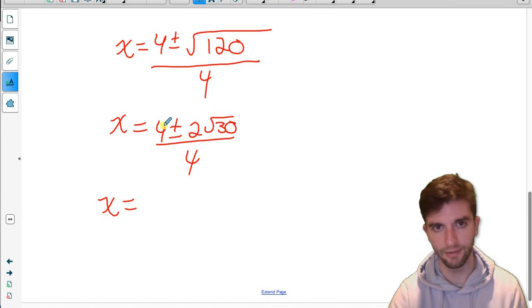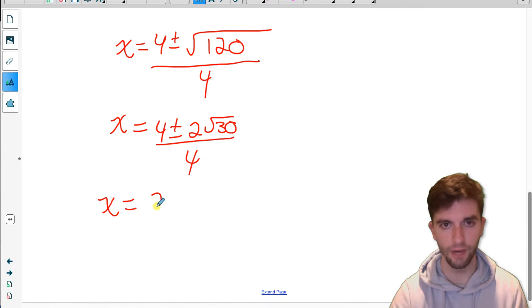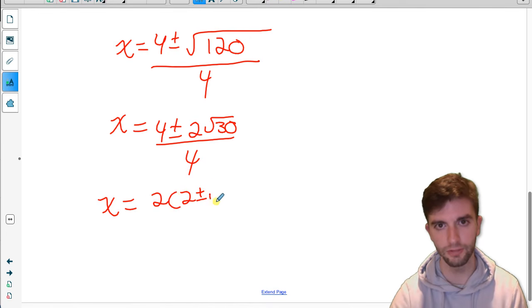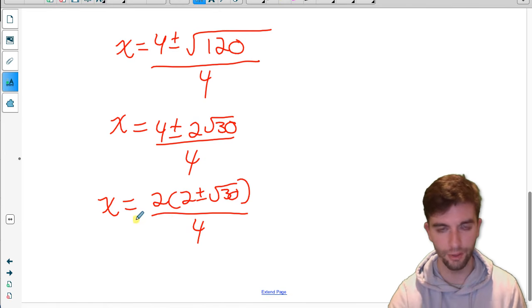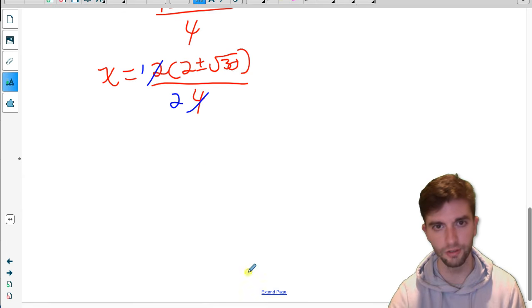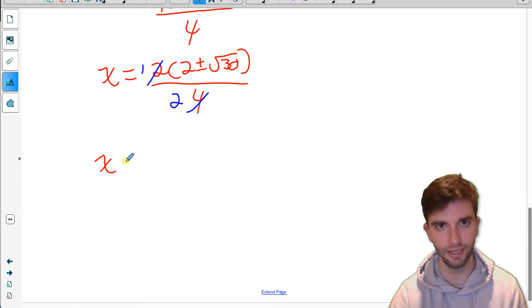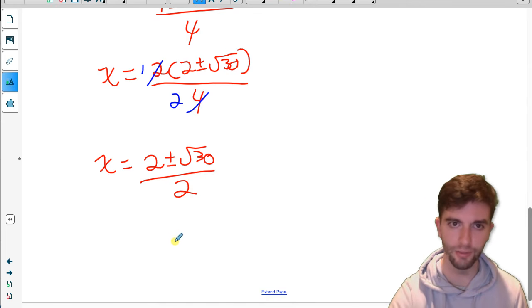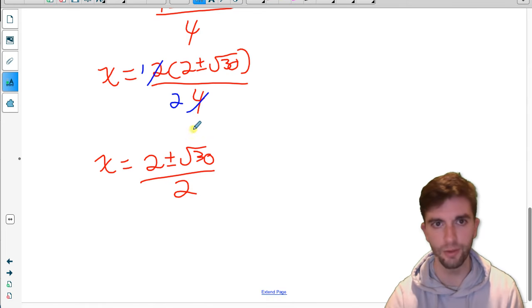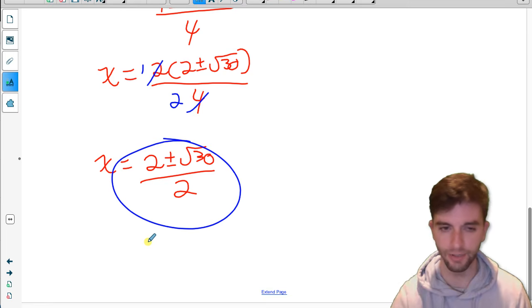And then I have two terms in the numerator. I could common factor out a 2 from both of those terms. And now that the numerator is factored, I could reduce 2 over 4 to make it 1 over 2. And my final answer, x equals 2 plus or minus root 30 all over 2. I could separate this into 2 plus root 30 over 2 and 2 minus root 30 over 2, but I think it would be fine just to leave our two answers combined like that.